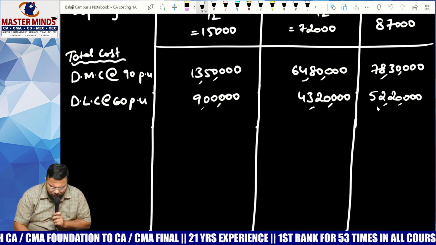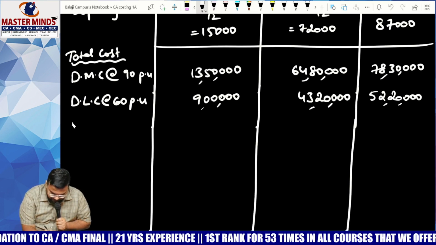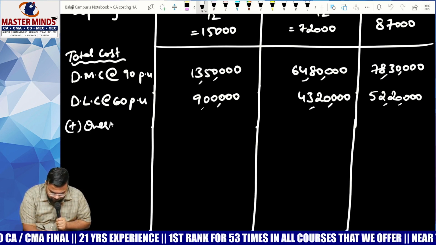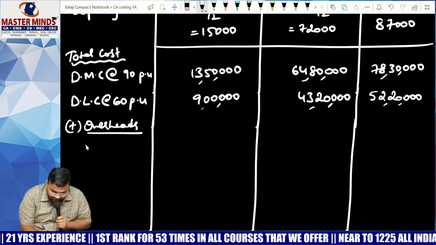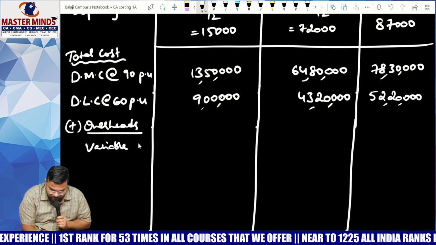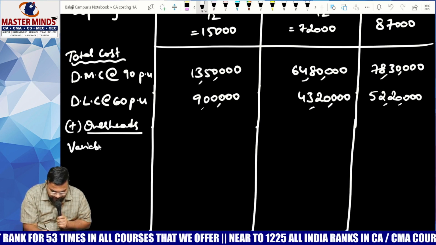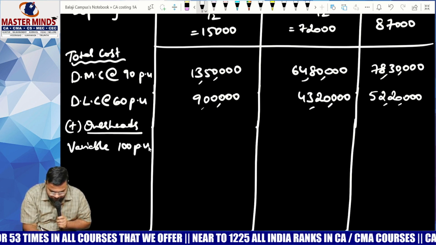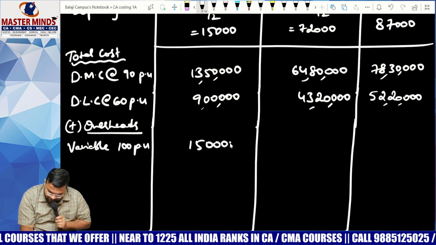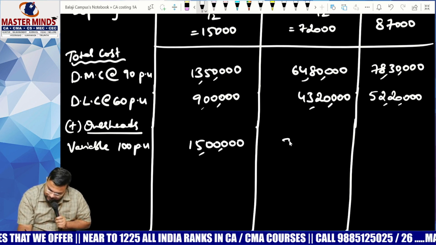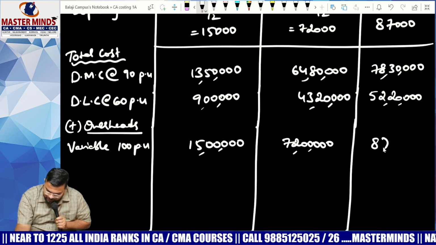You can, if you want, add, or you can straight away show overheads. Okay, right, Nana. Next, overheads. We have variable portion as well as fixed portion. Variable, how much, Nana? Variable at the rate of 100 per unit. Variable, fixed and semi-variable. Variable 100 rupees per unit. So it will be how much, Nana? 15 lakhs. And this one, Nana? 72 lakhs. So total 87 lakhs.